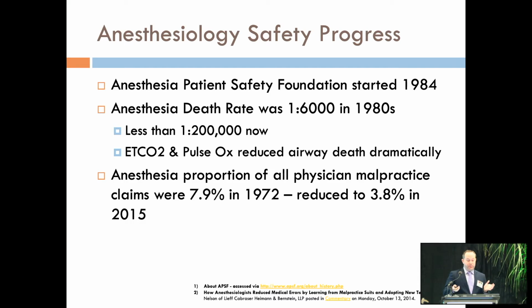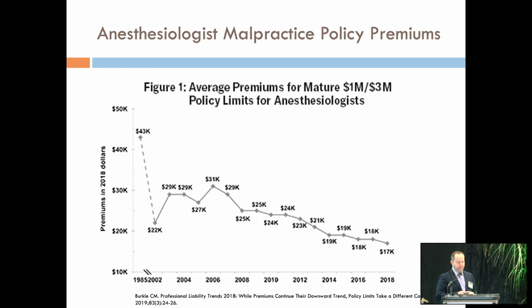Anesthesia, of course, made great safety progress through the Anesthesia Patient Safety Foundation and all the other groups. The death rate used to be 1 in 6,000, which is quite high. Now it's less than 1 in 200,000. There have been much improved monitoring like end-tidal CO2 and pulse oximetry. And we used to be almost 8% of the claims in 1972. Now we're about 3.8% of the claims in 2015, which is much better.